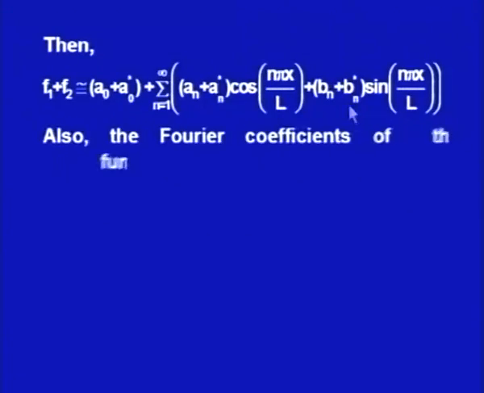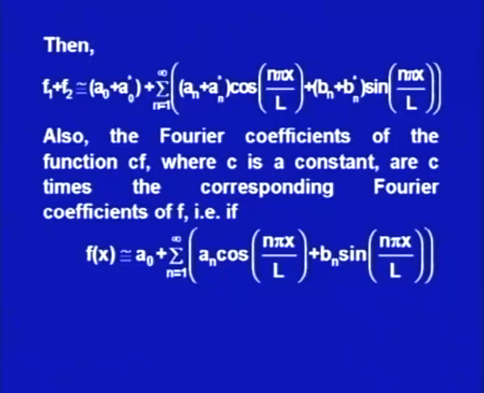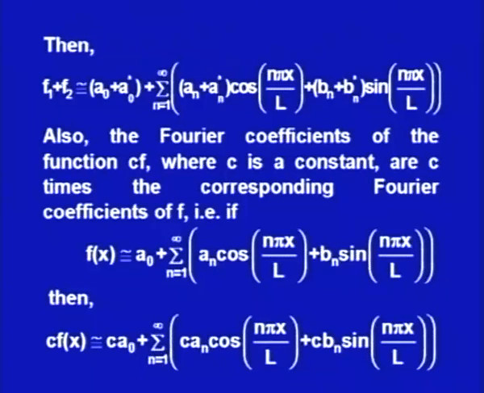Moreover, the Fourier coefficient of the function cf, where c is a constant, is c times the corresponding Fourier coefficient of f. That is, if my Fourier series for the function f(x) is a_0 plus the summation, n running from 1 to infinity, of a_n cos(n pi x by L) plus b_n sin(n pi x by L), then the Fourier series for the function cf would be c times a_0 plus the summation, n running from 1 to infinity, of c times a_n cos(n pi x by L) plus c times b_n sin(n pi x by L).